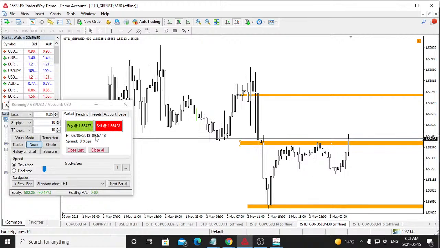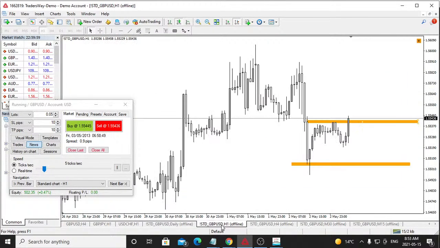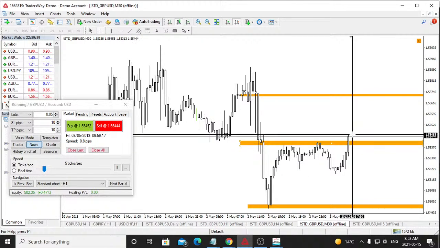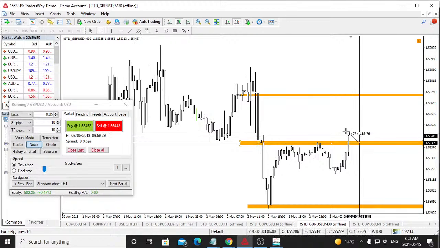Okay, so in about 3 minutes now, we're about to get the hour close. Does the hour close above this zone or below it? If it closes above it, then it looks like there might be a trade. If it closes below it, it'd be a bit harder. 7 pips.